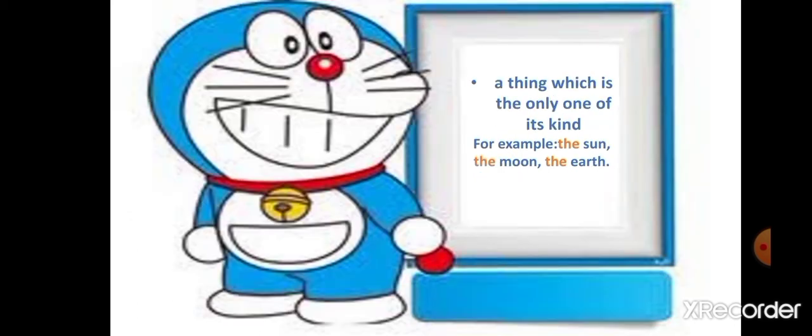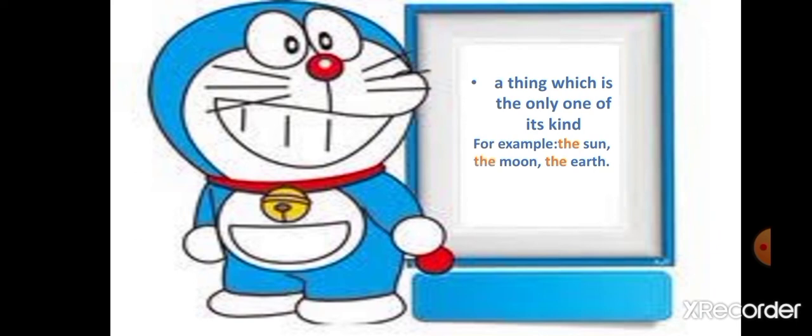The second rule is that we will put the before a thing which is the only one of its kind. For example, there is only one sun, so we will put the before sun. Similarly, there is only one moon and one earth, so we will put the before the names of all those things which are the only one of their type or kind.